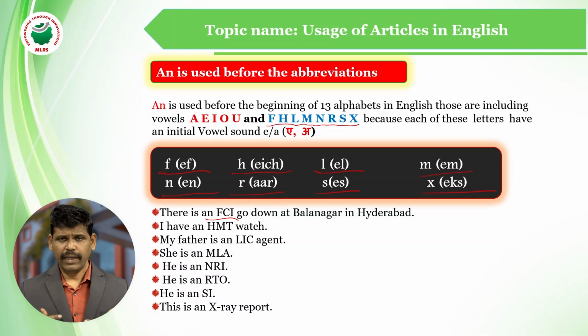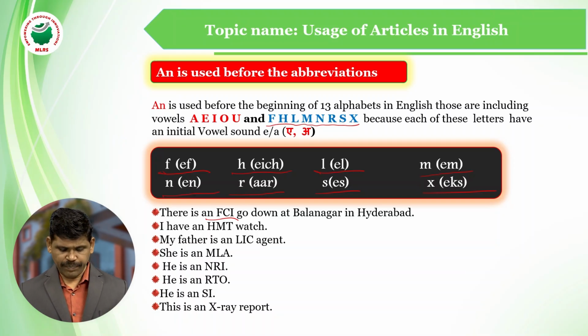Not only MLA, MP, MRO, MDO, MPDO, whatever the abbreviation which begins with M, use the article an. She is an MLA, he is an MP, member of parliament, member of legislative assembly. He is an NRI, non-resident of India. He is an NPTC, NPTL. So any abbreviation, NMDC. There is an NMDC branch in Hyderabad, an NMDC employee, National Mineral Development Corporation.